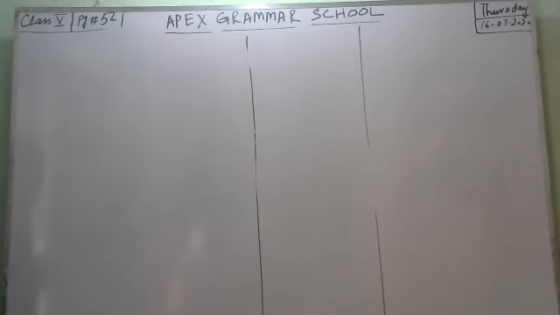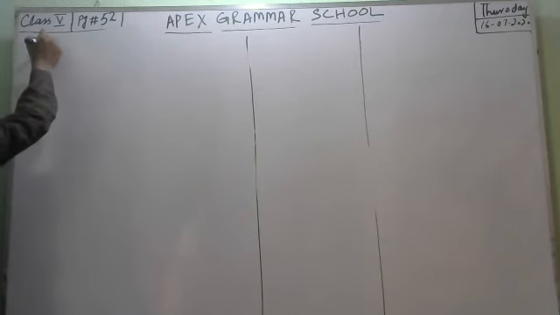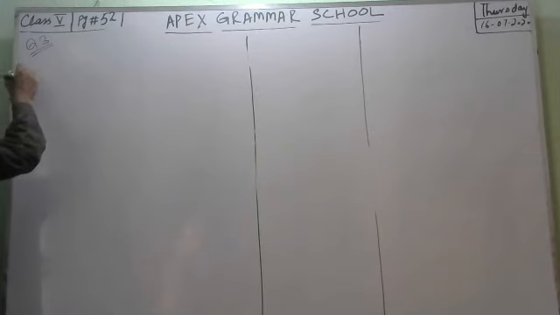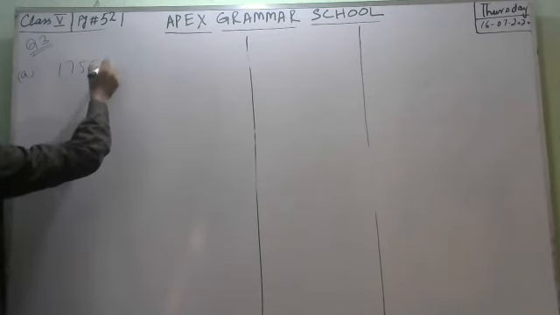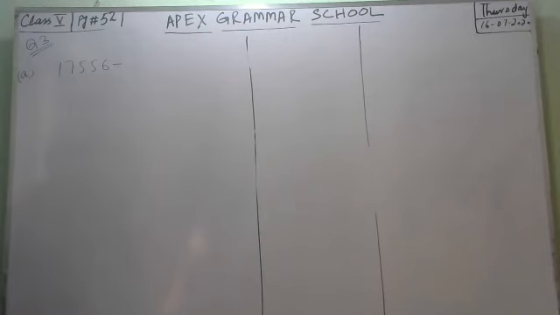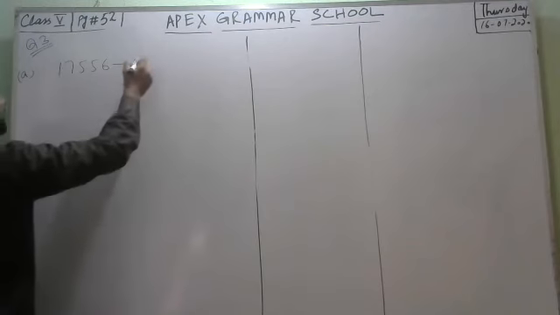Last is question number 3. This is a 5-digit number divided by a 2-digit number. Question number 3, A part is 17556 divided by 83.